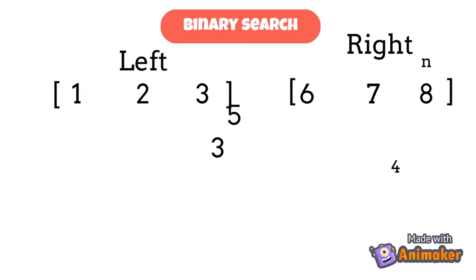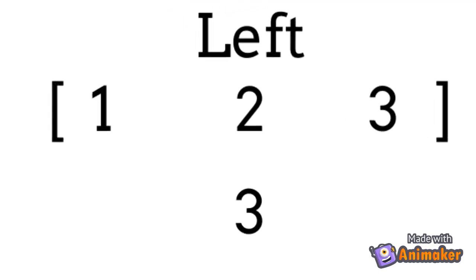But if not, it will decide the next step: should it go to the left or the right of number 5. If it is bigger than number 5 it will go to the right, if it is smaller than number 5 it will go to the left. Number 3 is smaller than number 5, so it goes to the left.